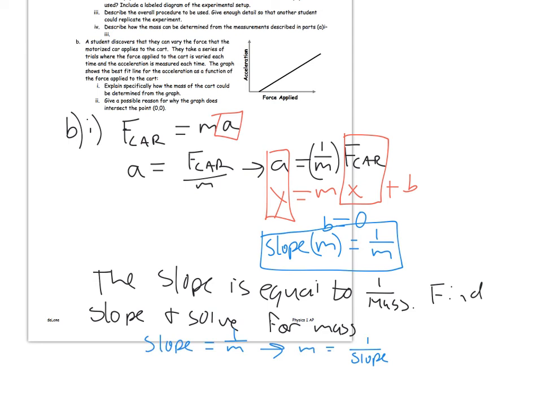Now I'm going to write out a little equation down here. Our slope is equal to 1 over our mass, so our mass is going to be equal to 1 over our slope, and that's ultimately how we could determine what the mass is using that graph.